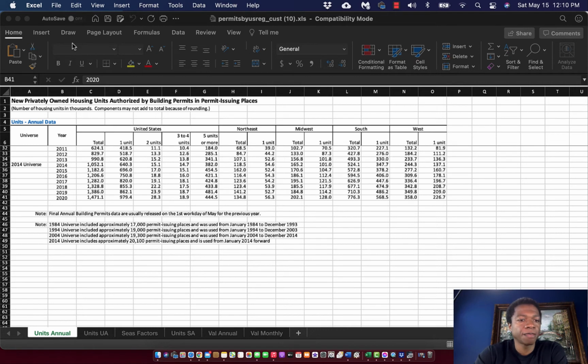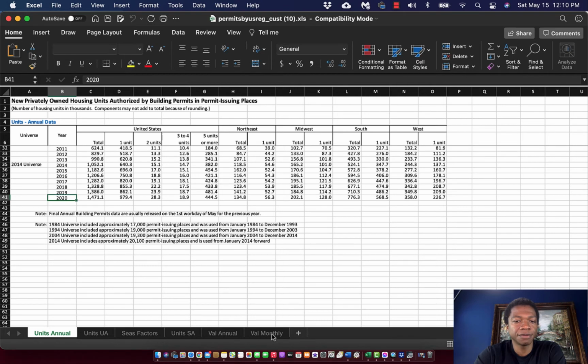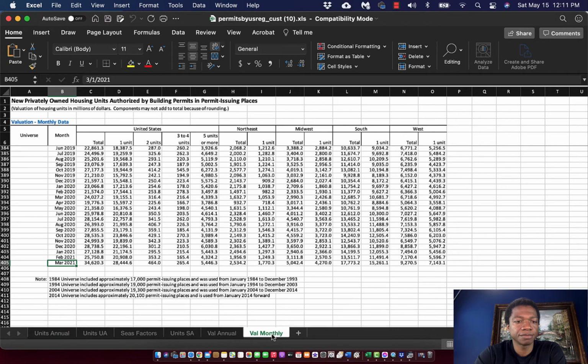All right, so we can see that privately owned housing units authorized by building permits, permit issuing places. And so this data looks like it's released annually. Let's see, monthly. Okay, so we can take a look at what's happening monthly here. And so privately owned housing units, building permits, issuing places. And this is in millions of dollars. And so they actually look at the spend on permits.